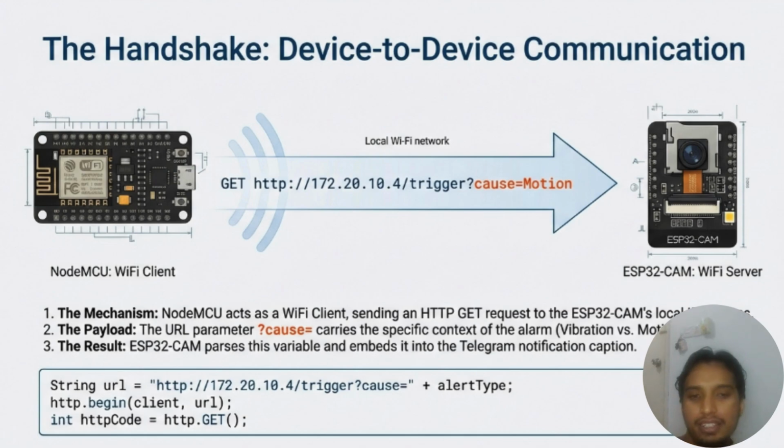Okay, so next is the device to device communication handshake, because we use a local Wi-Fi network. So we need to do a handshake actually. The communication between the two devices is done wirelessly. The Node MCU acts as a Wi-Fi client and sends an HTTP GET request to the ESP32 CAM's local IP address, and the request includes a parameter indicating the cause of the alarm, such as motion or vibration. Then the ESP32 CAM parses this information and embeds it into the Telegram notification.